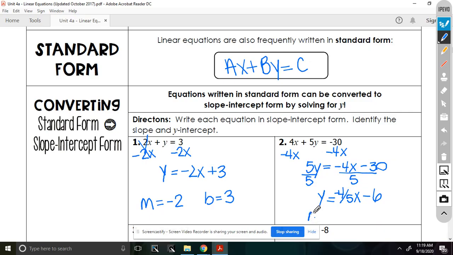It wants me to identify my m and my b, so I know that m is going to be negative 4 over 5, and my b is going to be negative 6.